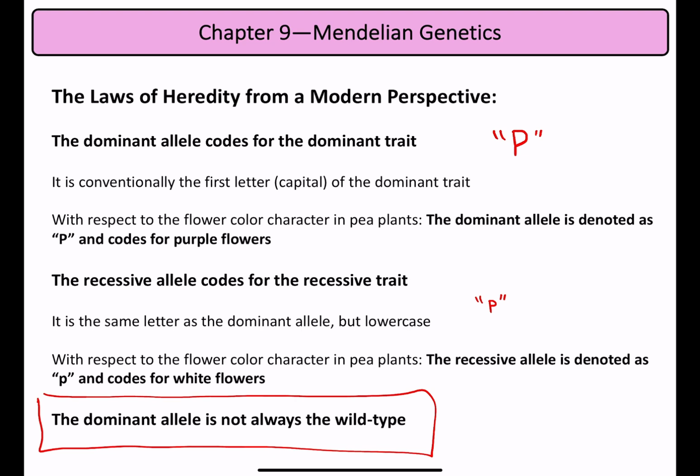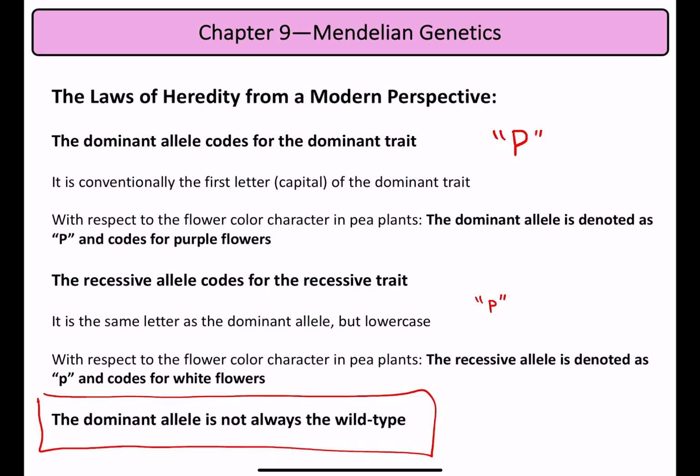The dominant allele, all that means is for this allele, you only need one copy of it to exhibit the dominant trait. That does not necessarily mean that that dominant trait and that dominant allele is the most common. So dominant alleles are not always the wild type. You can have recessive alleles that are the most common. So don't confuse the two. They're not necessarily always the same. Now I'll say this, usually, more often than not, the dominant allele is the most common. We'll talk about why that is, but not always.